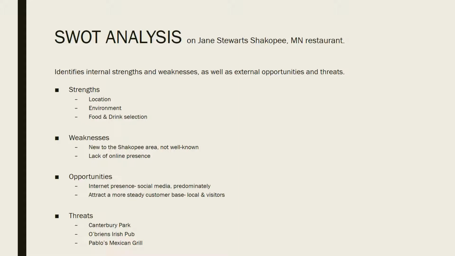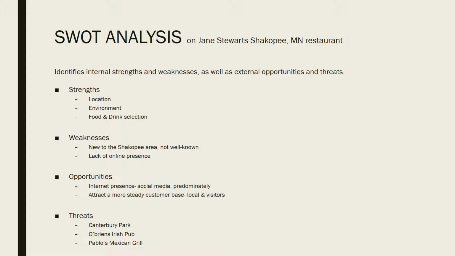Going over the weaknesses more in depth, since it is a restaurant that just opened earlier this year, there isn't a regular customer base yet, and it's still working to build that consistency, the regulars, if you will, to make more regular foot traffic. And again, with no online presence, it also impacts the traffic of the restaurant, because not many people know about the restaurant yet, and without an online presence, it's harder to reach certain audiences to promote this new destination.